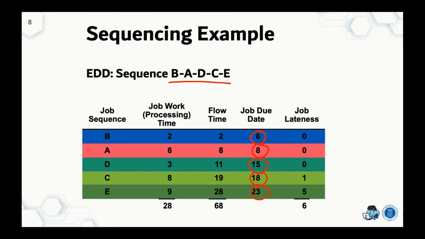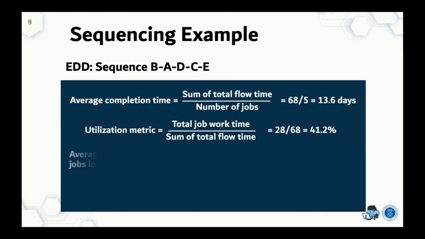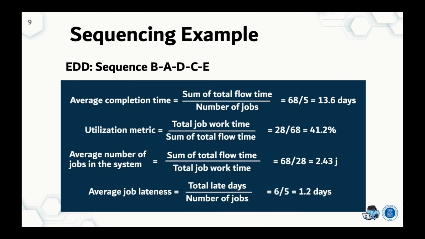So B becomes priority number 1, A number 2, D number 3, and so on. With this sequencing rule, the float time is 68 in this case, and the job lateness is the smallest among the previous sequencing rules that we already discussed, 6 in this case. And this is the performance. We have an average completion time of 30.6, utilization of 41, the number of jobs in the system 2.43, and the lateness is 1.2 days. So this is the job lateness. The smallest one is with earliest due date.